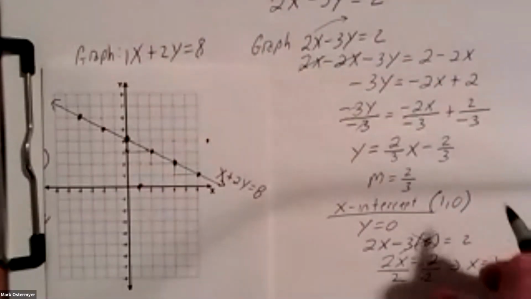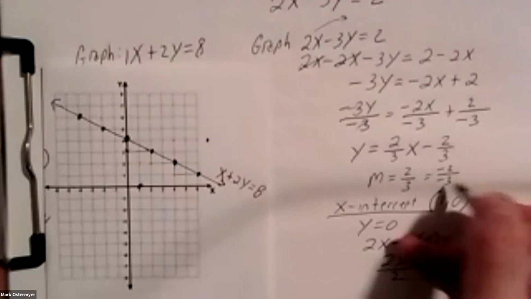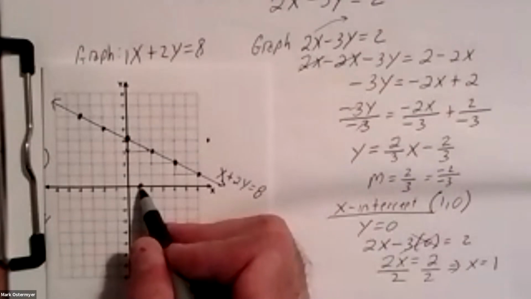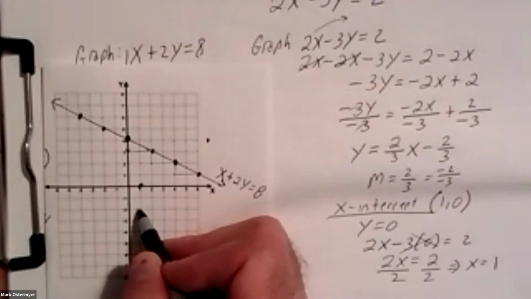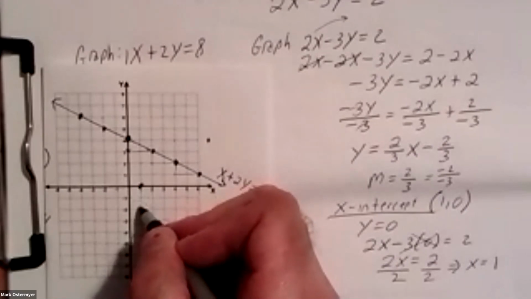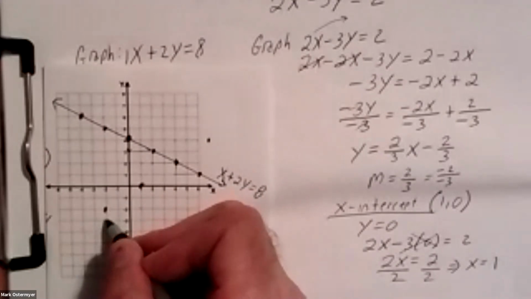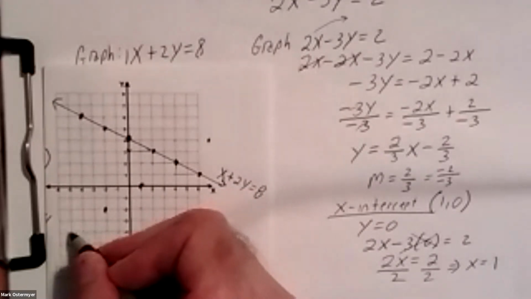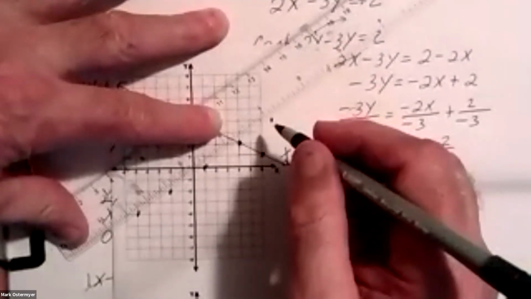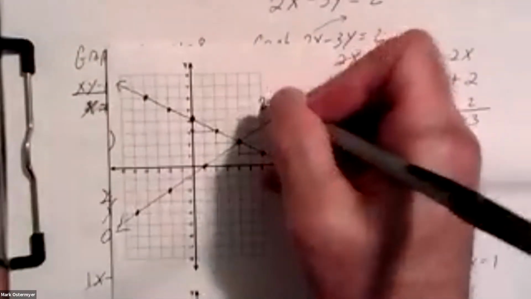Or I could have viewed my slope as being -2 over -3. Which is to say I could have started at my x-intercept and gone down 2 units and then 3 to the left. So down -2 and then to the left -3. 1, 2, 3. There's another point on my line. Down -2, 3 to the left, -1, -2, -3. Take a ruler, put a line through these points, and we have the graph of the second equation in that system. That is the graph of the second equation, which is 2x minus 3y equals 2.